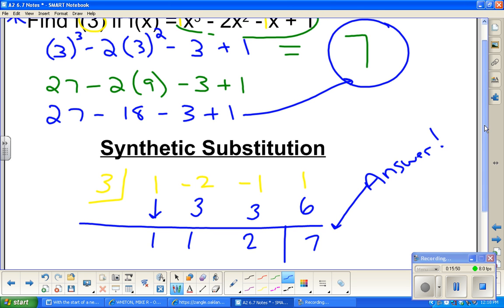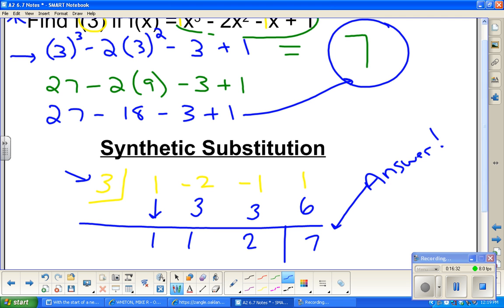So that's just an option instead of plugging it in. The synthetic process will work. Whatever you want to plug in for x goes right here, and the remainder will be the answer. Just like it was up top, right? So f of 3 equals 7. Sometimes it's easier to do that, sometimes it's easier just to do it the way we did up here, but it's a process I want to show you so you know the name of it when you see it in pre-calc and stuff like that. Synthetic substitution.